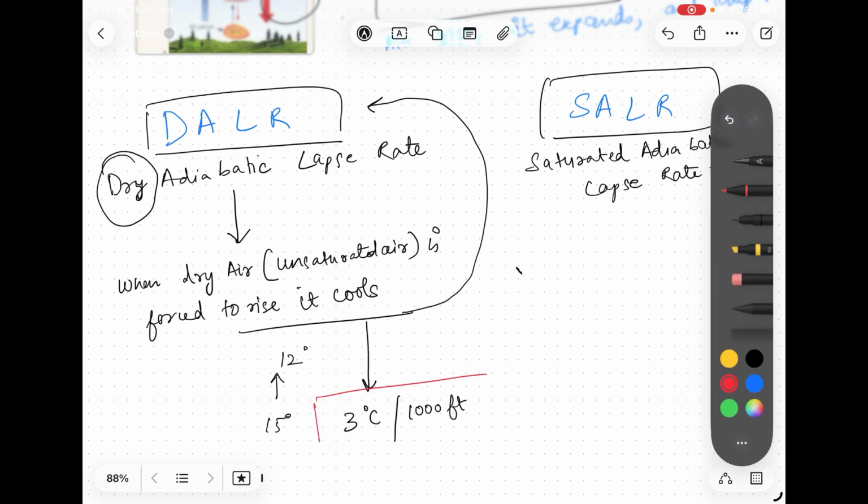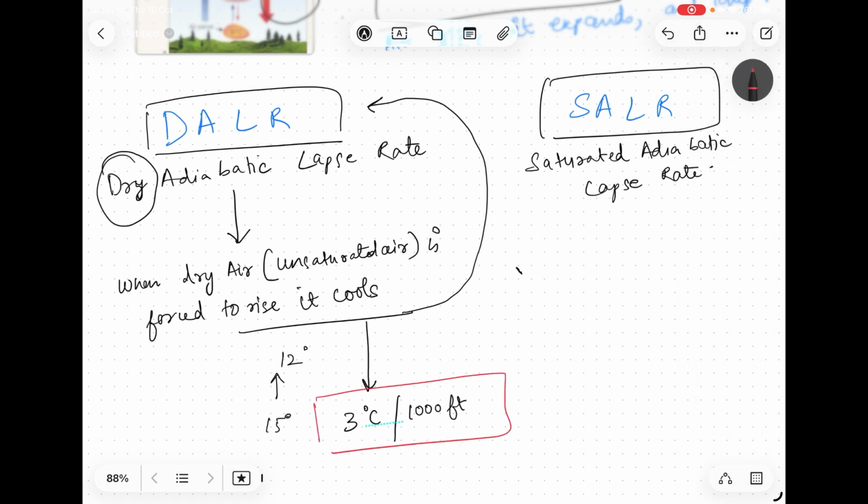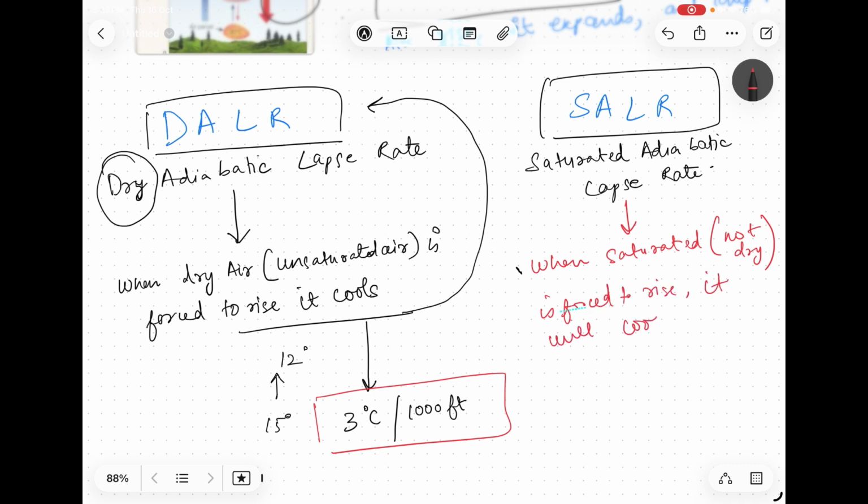This is very important. Now we talk about the saturated adiabatic lapse rate. So what is the saturated adiabatic lapse rate? Obviously with the name only you can say that it's saturated air. So when saturated, or even if there is a little moisture, it doesn't matter how saturated it is, it's not dry basically. So when saturated, that means not dry. So there is moisture present, and it is forced to rise. Again it will also cool. Now this cooling is the saturated adiabatic lapse rate. So maybe it was 15 degrees and now after rising it's become 14 degrees.